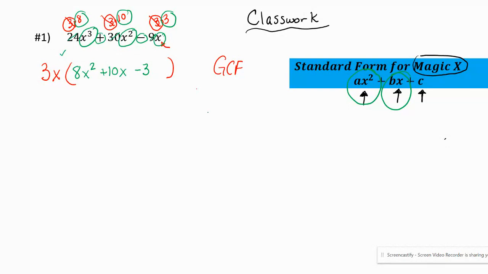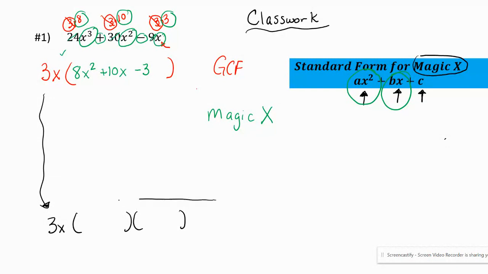So your second step now is to do the magic x. So we did our GCF, it was 3x. Now we're going to do a magic x. Okay, so we're going to get ready for the final answer. So the first thing you do is you put down the GCF and then 2 empty parentheses, and this is where we're going to put our final answer.